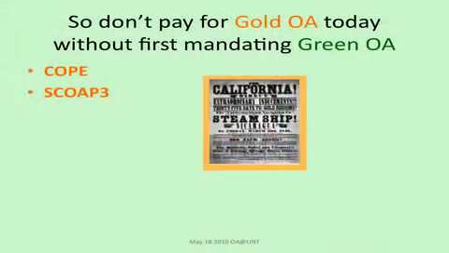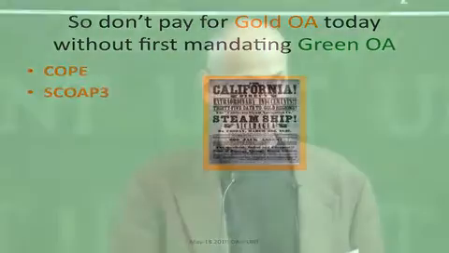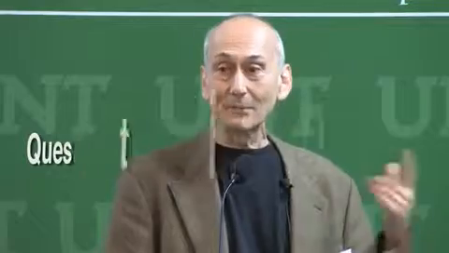One of the take-home messages for those of you who are advising on policies here at UNT and elsewhere is: don't pay for golden open access without first mandating green open access. And that applies to things like the COPE and the Scope 3 program, which I may or may not get a chance to talk about again. Bill sent me a series of 9 questions, which I'm really going to rush through now because my talk is an answer to these questions.